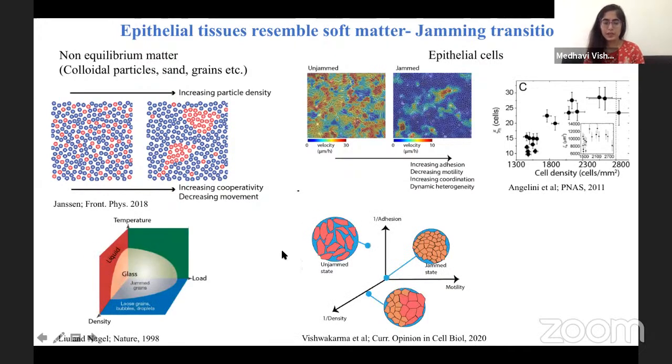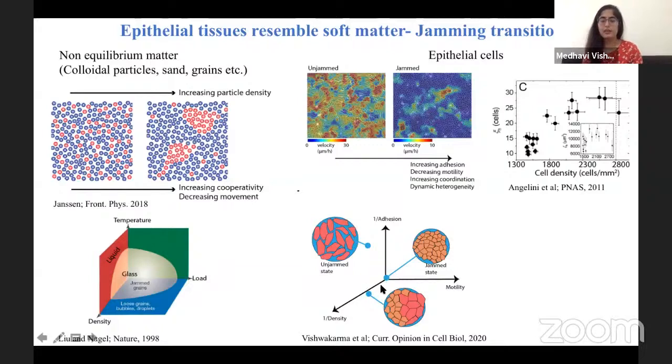When you put this together in the jamming phase diagram, you can make a jamming phase diagram similar to the one you must have seen for other non-equilibrium matter like glass, colloidal particles or jammed grains. In this case, the parameters that control jamming and unjamming are temperature, density, and load. When you decrease the temperature, you have a jammed state. When you increase the density, you have a jammed state, and when you increase the load, you have an unjammed state. Similarly, in cells, when cell adhesion is decreased, there will be unjamming, and when there is more adhesion, there will be jamming. When there is more motion, there will be unjamming, and when there is less motion, there will be jamming.